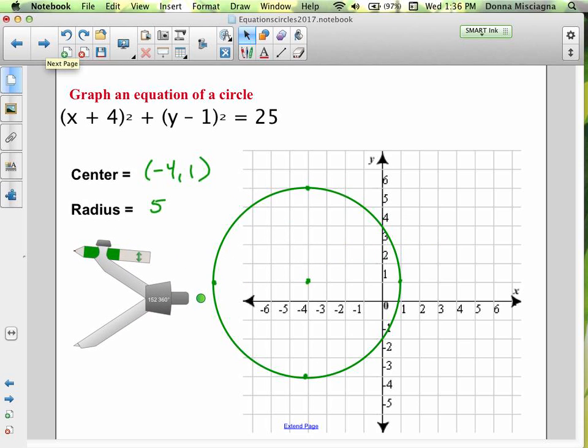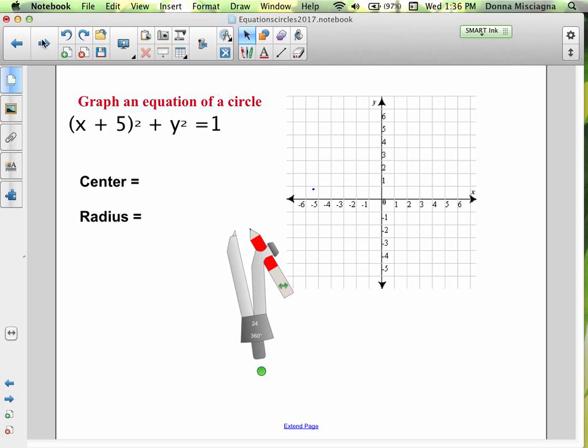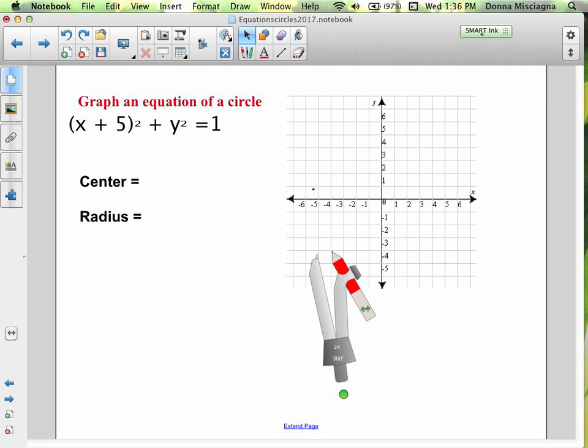Okay. I think I have one more, and then we'll look at an applied problem using the graphs of circles. Actually, 2 more. Is this one in the notes? This one is in the notes. This one is in the notes. Is this the last one in the notes? Yeah. All right, so we want to graph this one.